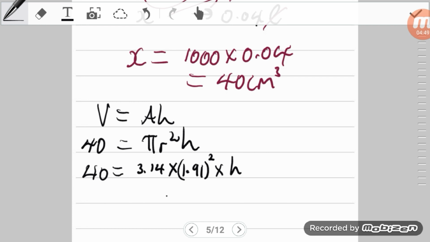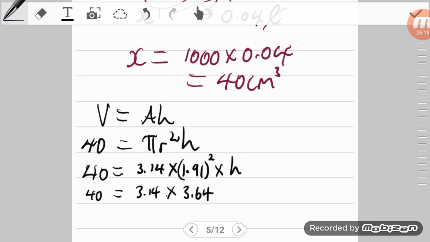So if we go ahead now and we were to say 1.91 squared, we'll find that this aspect of it here is 3.64 or 3.65. That's okay. So that's 3.14. That's equal to 40. So 40 cubic centimeters is equal to 3.14 multiplied by the square of 1.91, which is 3.64.